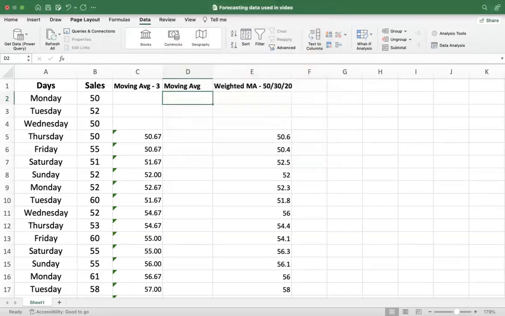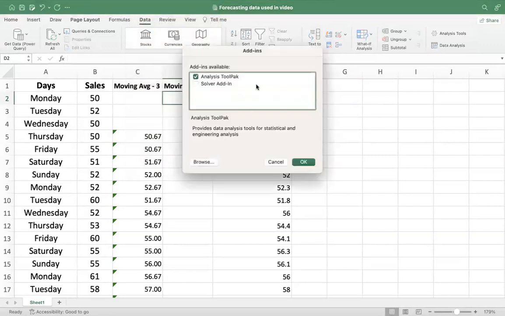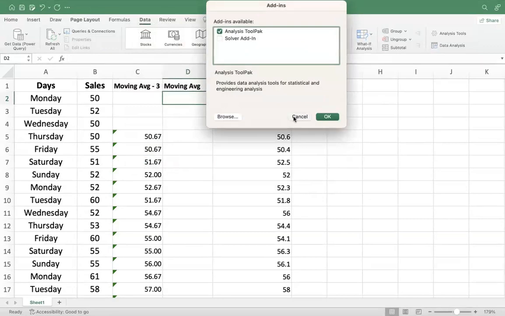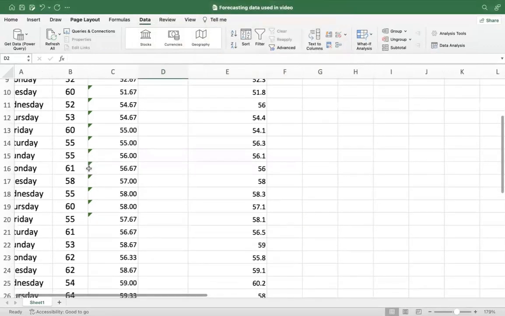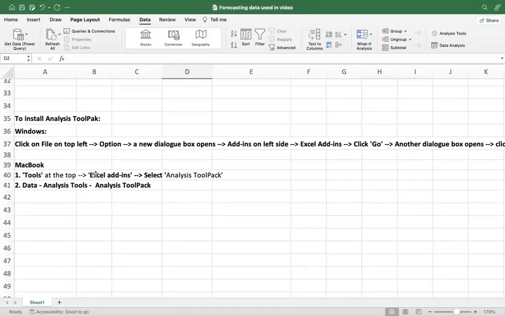If you're using a MacBook, you can go to Tools, and then select Excel Add-ins and Analysis ToolPak. If you click OK, then this will appear. I have given here what you should use if you are using a MacBook, and what you should use if you're using Windows. Tools at the top, then Excel Add-ins, and select Analysis ToolPak. Then this will appear here.